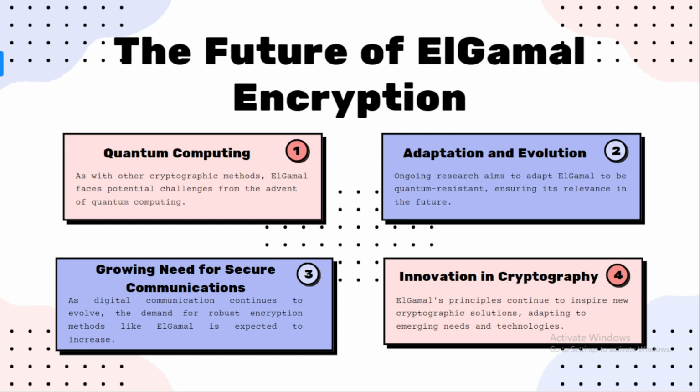Innovation in cryptography. ElGamal's principles continue to inspire new cryptographic solutions, adapting to emerging needs and technologies. As we have seen throughout this series, there are certain algorithms or systems that are used to develop another system. For example, the Diffie-Hellman principles are used in ElGamal, such that ElGamal is an advanced part of Diffie-Hellman. As you will see in the next video, the practical implementation of ElGamal.